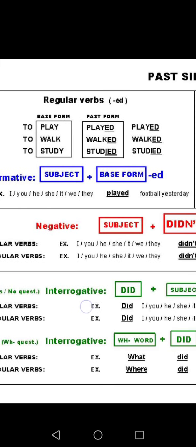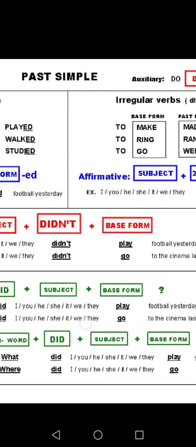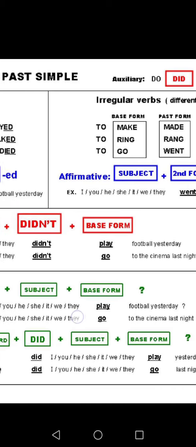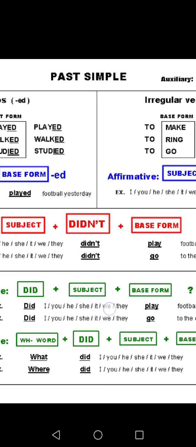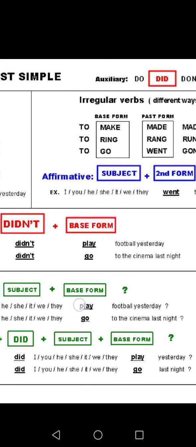Irregular verbs. I, you, he, she, it, we, you, they didn't go. No longer went. It returns to its normal state. That's why it says in the formula negative: subject plus didn't, negative, plus base form. Base form means the verb without any modification, without any ending. Okay? Play. Go. It doesn't matter if it's regular or irregular.